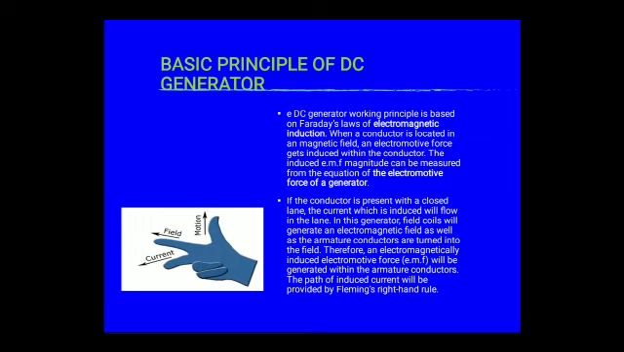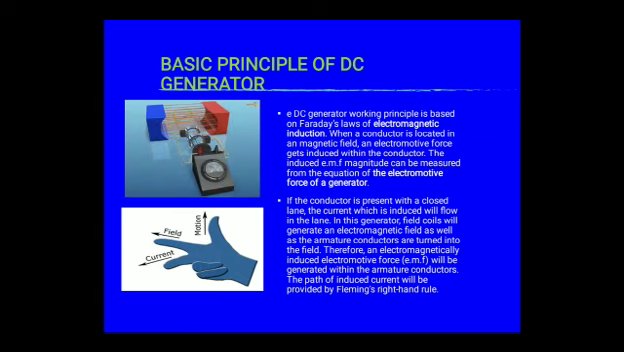As we can see here, in Fleming's right hand rule, the direction of the current, the field and the motion of the conductor are shown. The three fingers, the thumb, the index finger and the middle finger, are placed at an angle of 90 degrees to each other. If the thumb shows the motion of the conductor, then the field direction is shown by the index finger and the direction of current is shown by the middle finger.